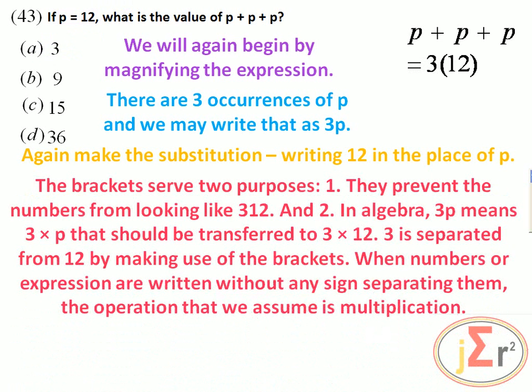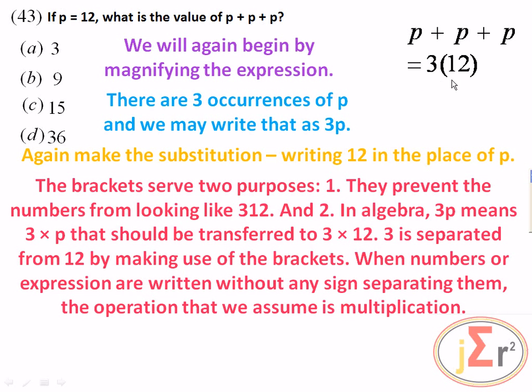The brackets serve two purposes. One, they prevent the numbers from looking like 312. If the brackets were not there, then it would look like 312. And two, in algebra, 3P means 3 times P. That should be transferred to 3 times 12. 3 is separated from 12 by making use of brackets. When numbers or expressions are written without any sign separating them, the operation that we assume is multiplication.